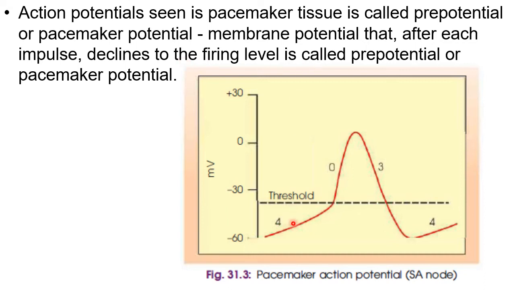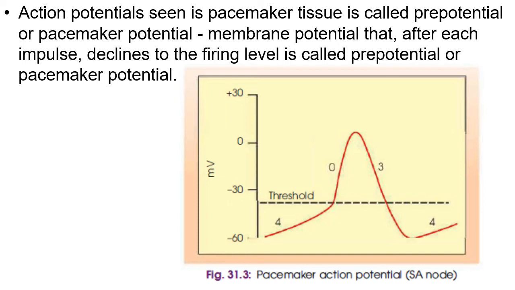automatically rises by itself to firing level and generates an impulse, which is called the pre-potential or pacemaker potential. So the pre-potential or pacemaker potential is a feature of the membrane potential of pacemaker tissue of the cardiac myocyte, that after each impulse it declines to firing level after it reaches the baseline.